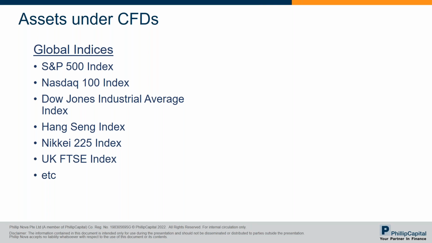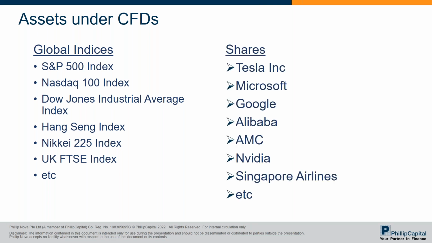So let's say you'd like to get exposure to some particular stocks that you're looking at. You can also do so with CFD. Under CFD, there's a long list of shares. Just some examples for you: you can trade Tesla, Microsoft, Google, Alibaba. The list goes on. So you can participate in the price movement of all these with CFD without owning the underlying stock. CFD is mostly for short-term trading, and you don't have to buy the underlying asset to do it.